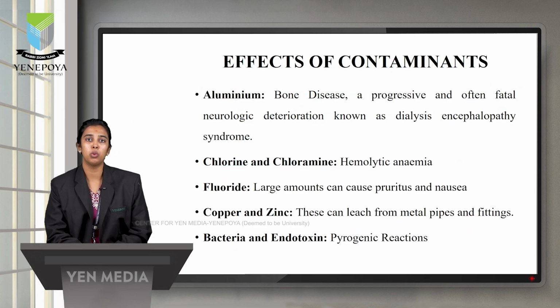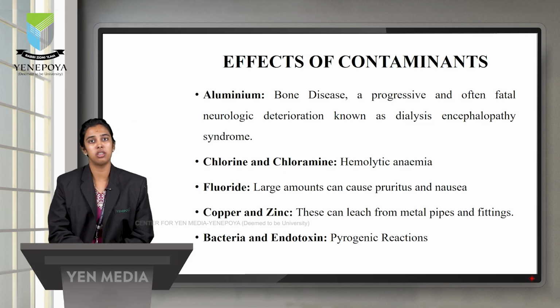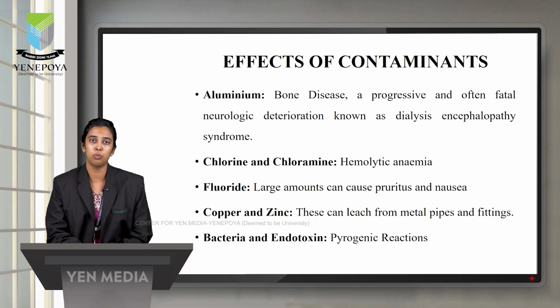Next we are going to see what the effects of contaminants present in the water are. First we have aluminium. Usually aluminium is added to normal water as a flocculating agent. But for dialysis patients, the presence of aluminium may lead to bone disease, and a progressive and often fatal neurological deterioration, also known as dialysis encephalopathy syndrome, can occur in severe cases. Chlorine and chloramine are usually added to the water to prevent bacterial proliferation, but in dialysis patients they cause hemolytic anemia, that is, the rupture of RBCs.